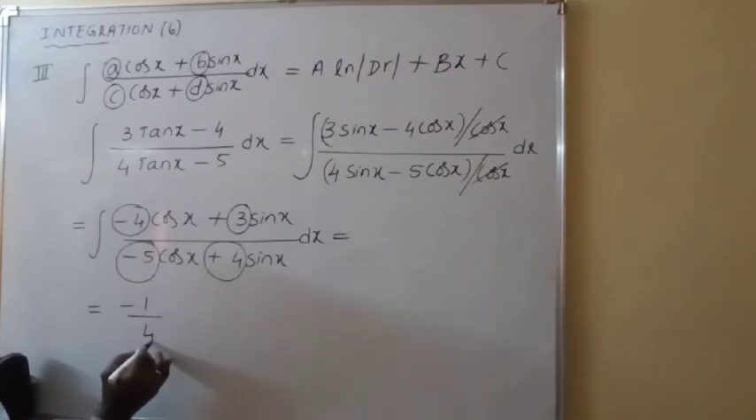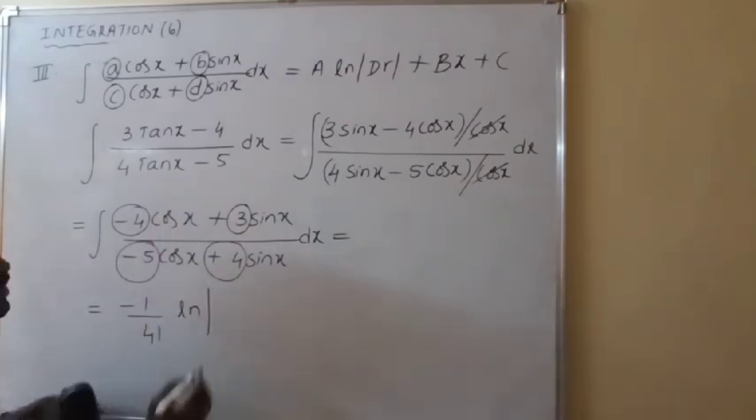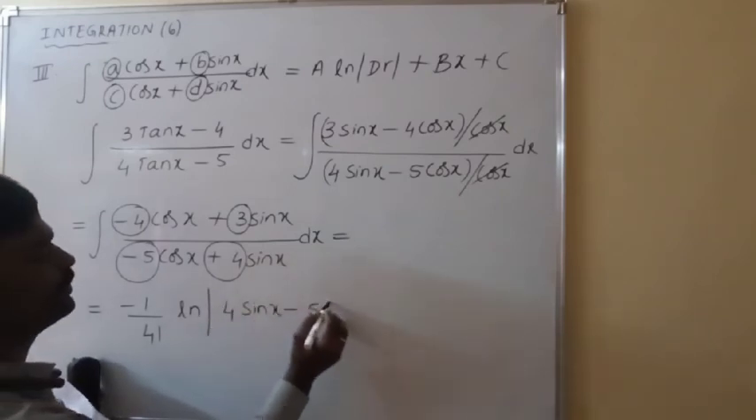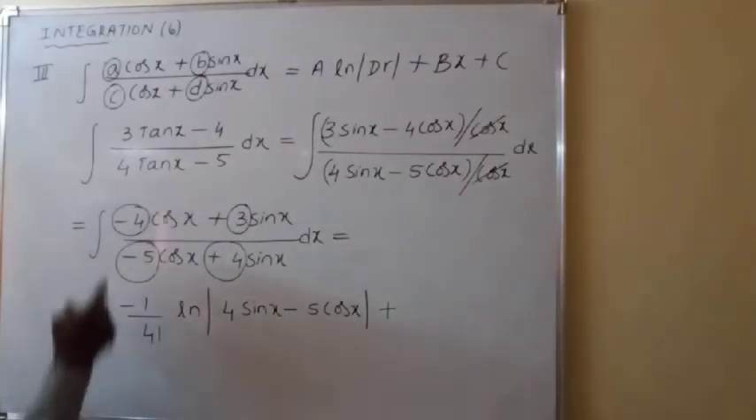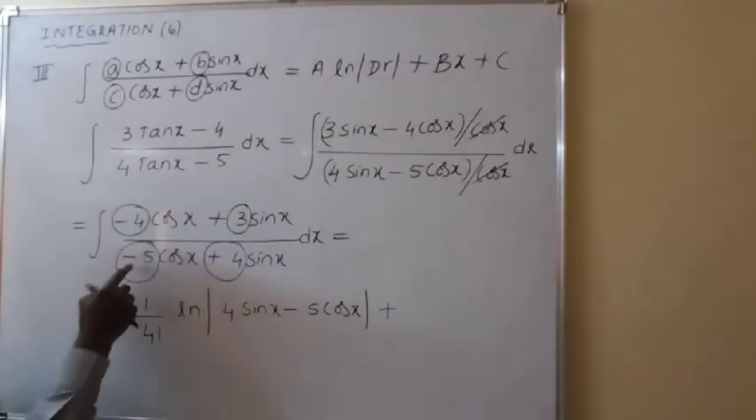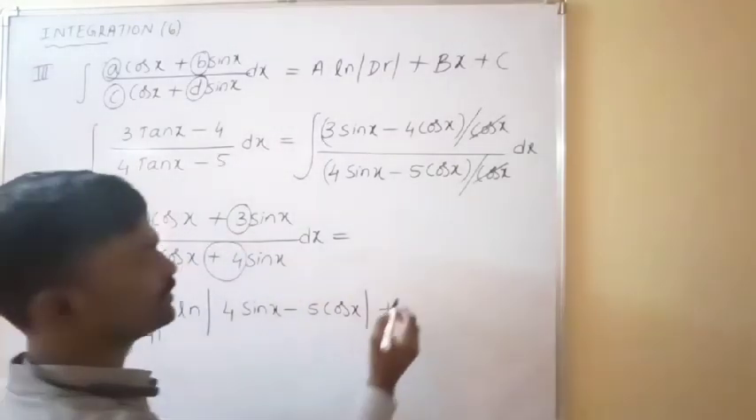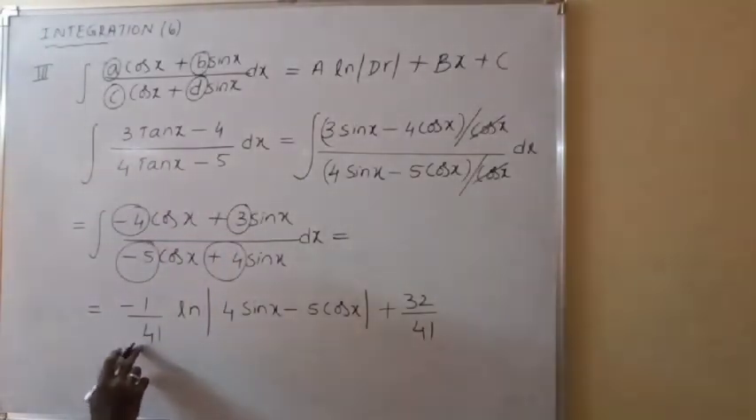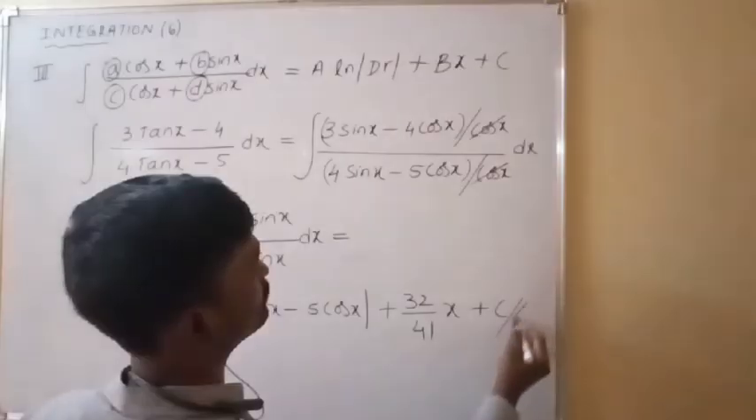Minus 1 by 41 ln of denominator. The denominator is minus 5 cos x plus 4 sin x, or we can write 4 sin x minus 5 cos x plus b. So AC plus BD: minus 4 into minus 5, 20. 3 4s are 12. 20 plus 12, 32, divided by the same thing only, 41. C square plus D square, value into x plus C.